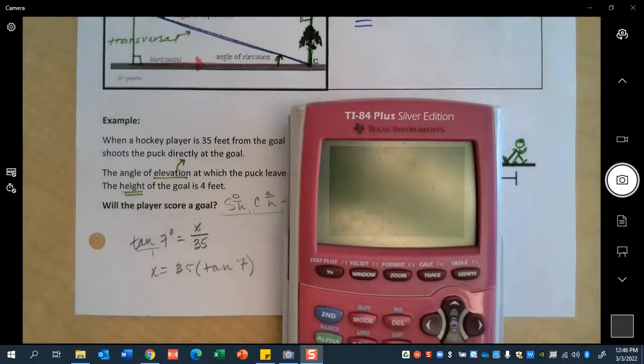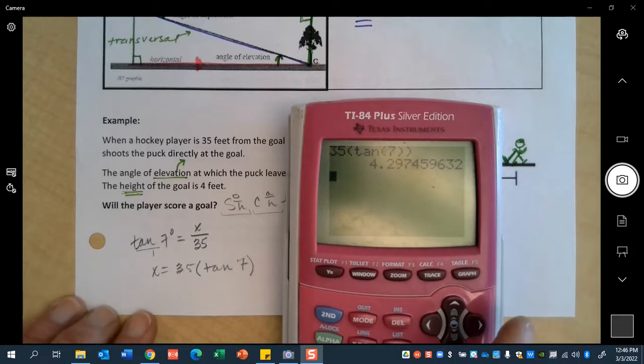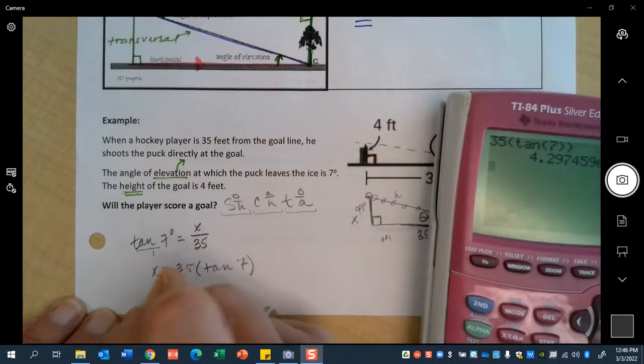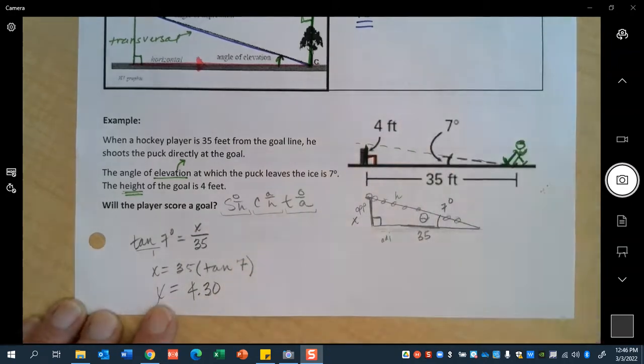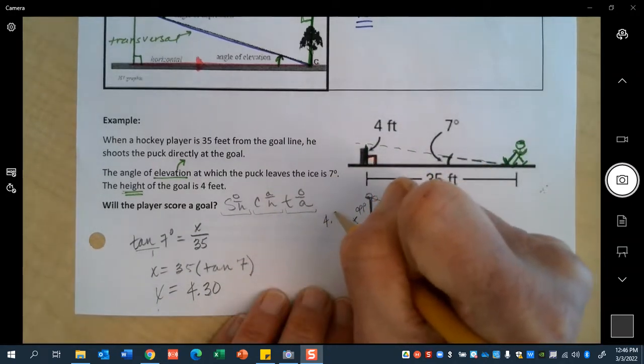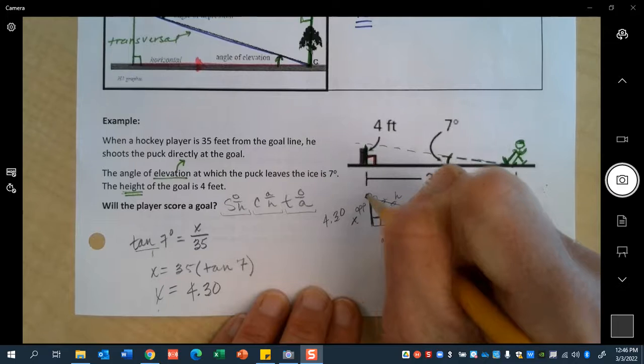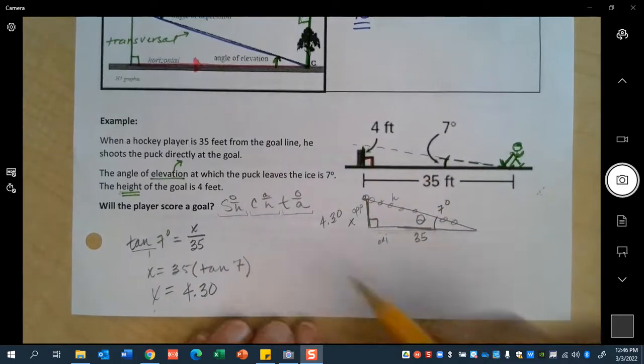Second quit. And I'm going to say, hey, calculator, what is 35 times the tangent of 7 degrees? And it's going to tell me it's 4.9297. So X has a value, if I round up, of 4.30. 4.30 is where my puck is going to be. Do I score a goal? No.